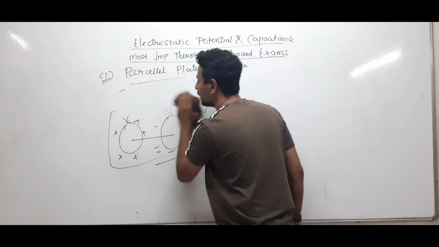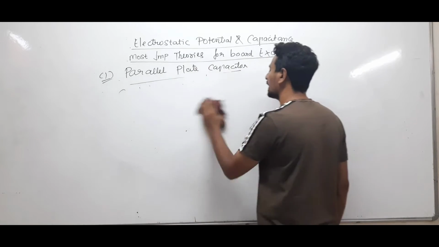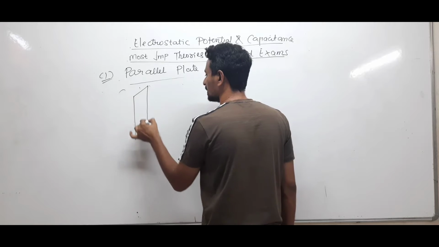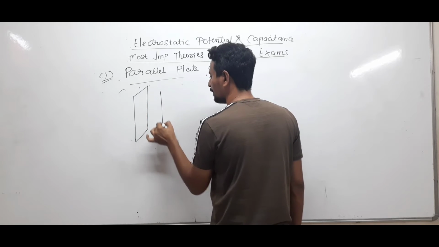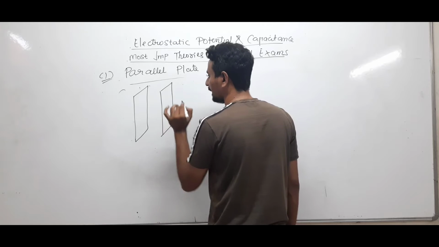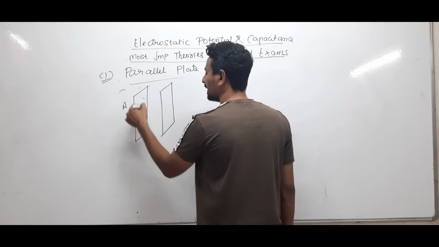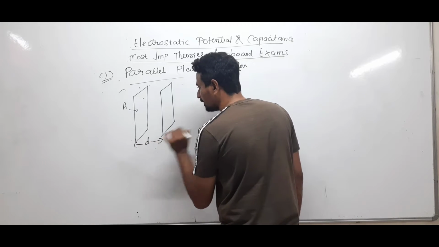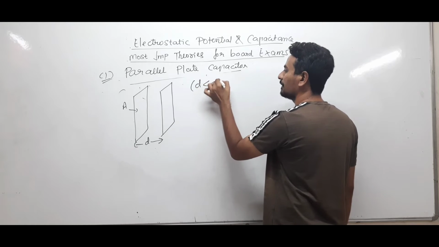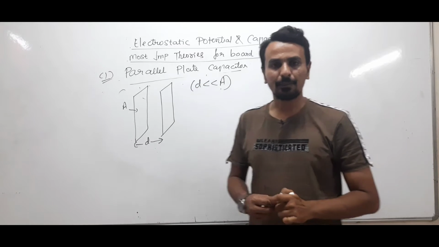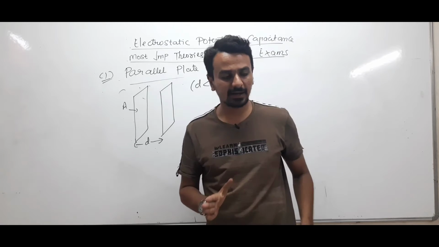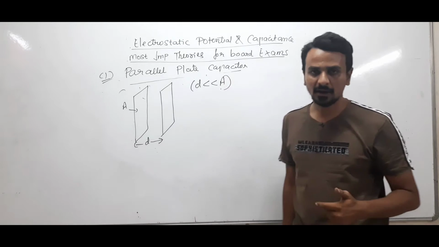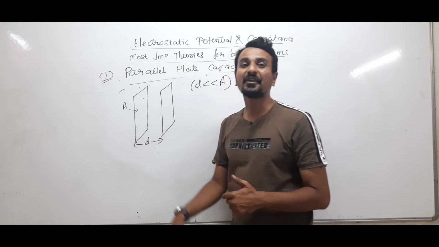Now, what is a parallel plate capacitor and how to calculate its capacitance? Consider two plates of area A. This is the area of the plate, and this is the distance between the plates. This distance is kept very small compared to the area. That means two plates of area A are kept very close to each other, very close, in order to remove the non-uniformity of the electric field.